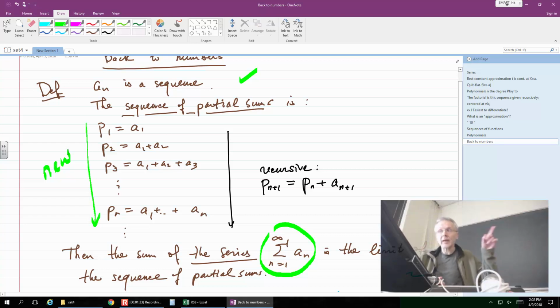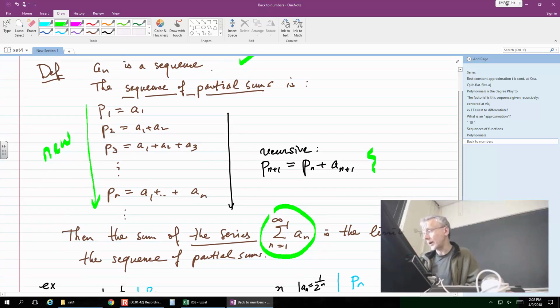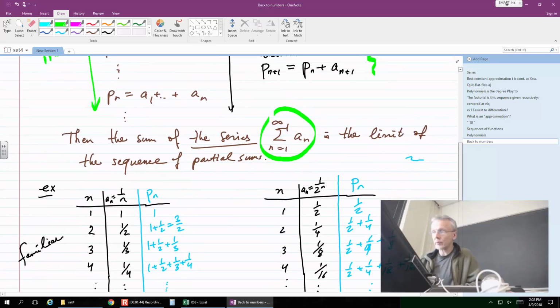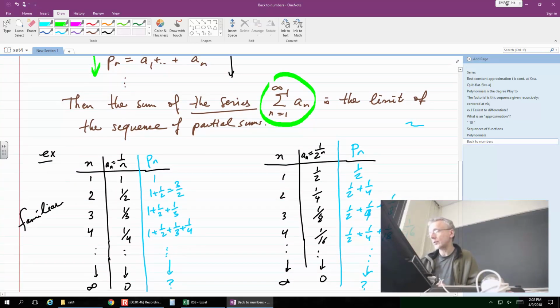So the sequence A in itself has a limit. That is irrelevant, at least for the time being. We're looking for the limit of another sequence, and that sequence is specifically a sequence of partial sums. So recursively, we keep adding those elements, and that creates a new sequence, and its limit is called the sum of the series. Okay, so the series is a sequence of partial sums technically.